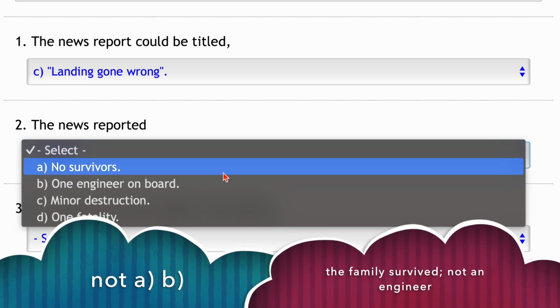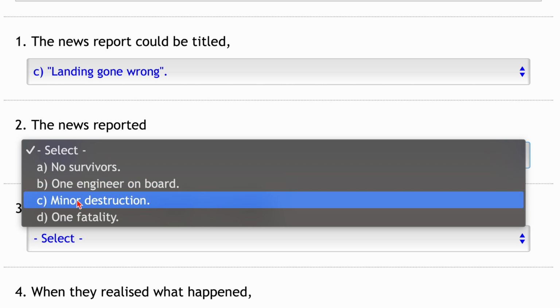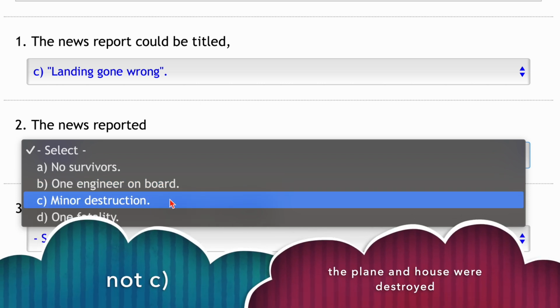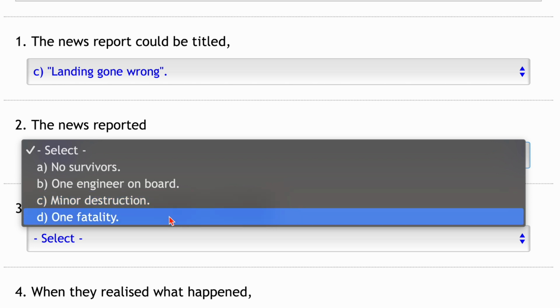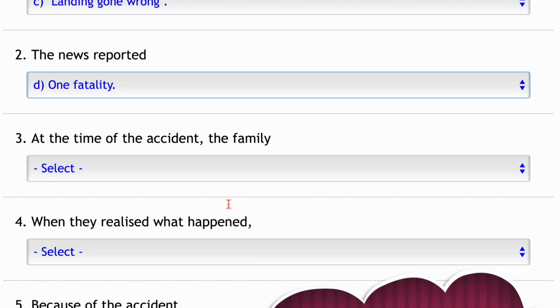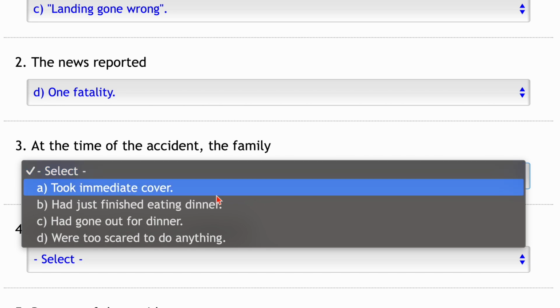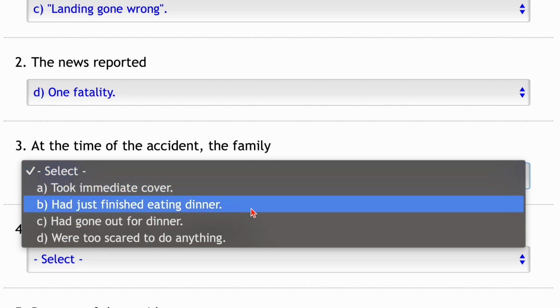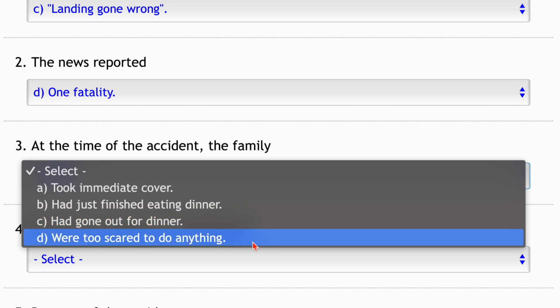Well, there were survivors, right? The family survived. There was not an engineer on board. It was 1 pilot. So minor destruction, well, no, the house was destroyed and the airplane. So 1 fatality means 1 death. Okay? At the time of the accident, the family took immediate cover, had just finished eating dinner, had gone out for dinner, were too scared to do anything.